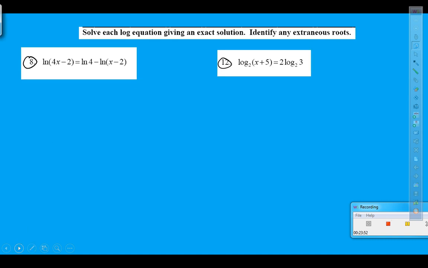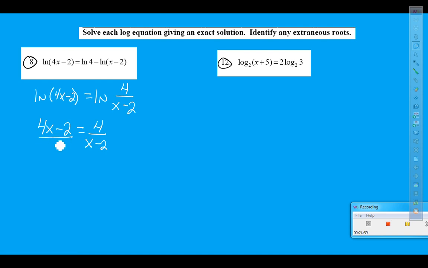My next two circle ones was your number 8, because once again, notice that there's a natural log on both sides of the equal sign. So once again, I'm going to think of this as the natural log of 4x minus 2, no change there, equal the natural log of 4 over x minus 2. Well, these are going to be equivalent if I can make 4x minus 2 equal to 4 over x minus 2.